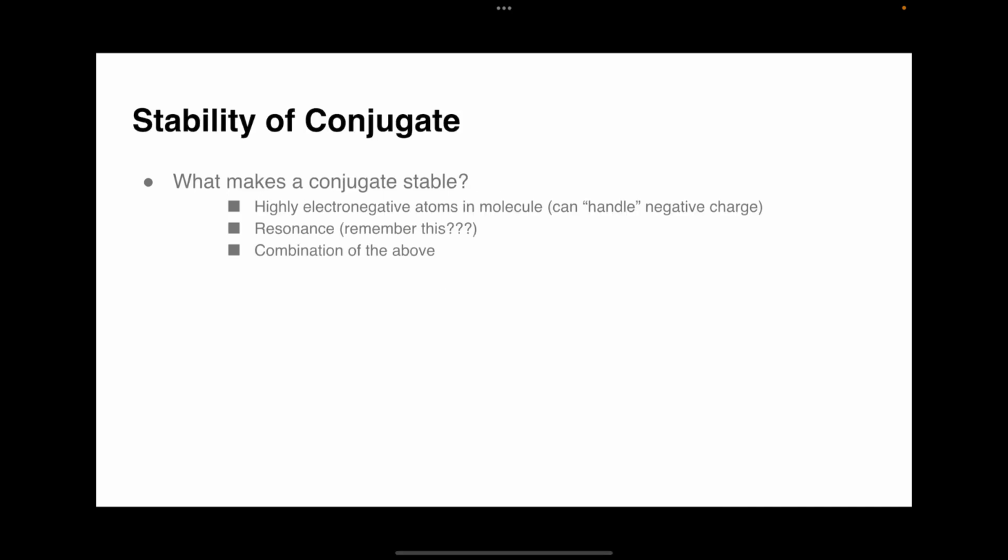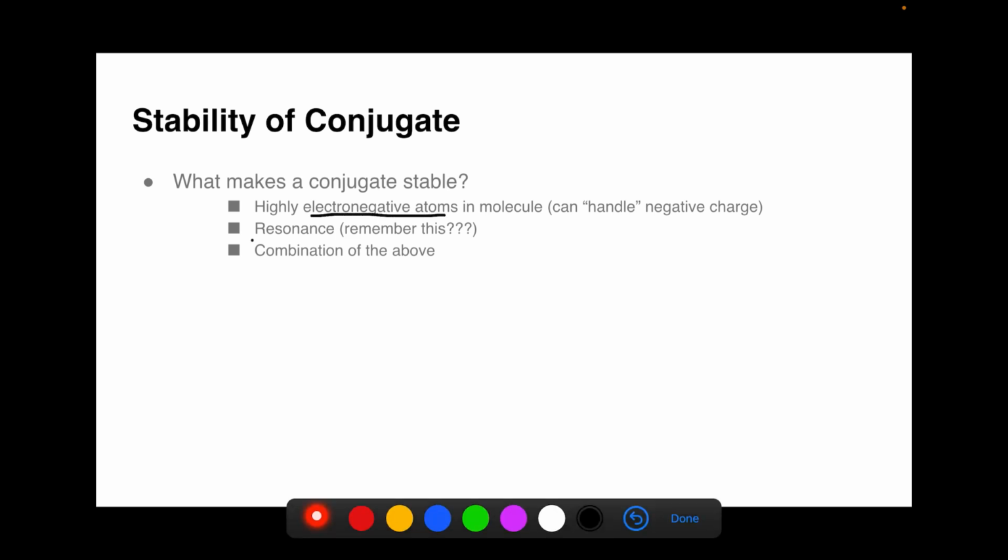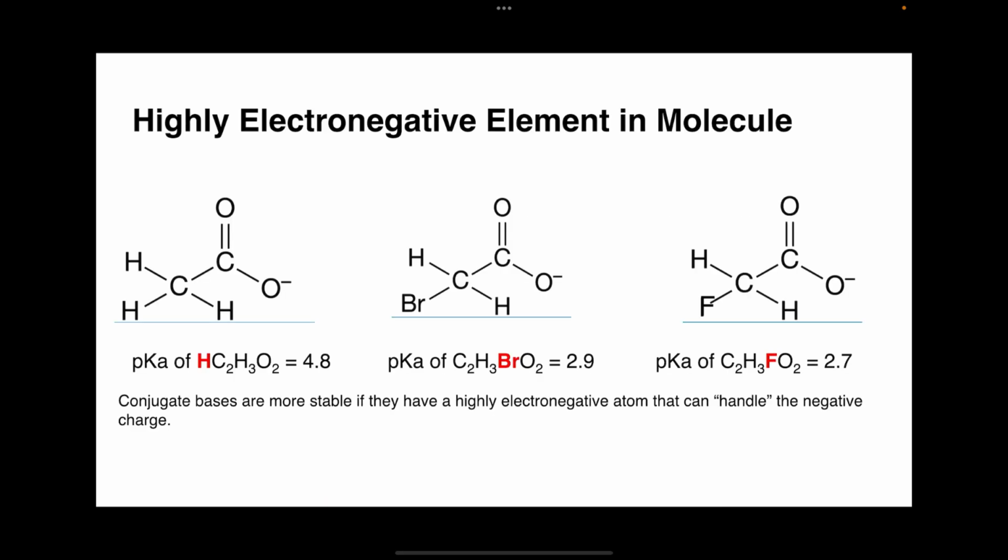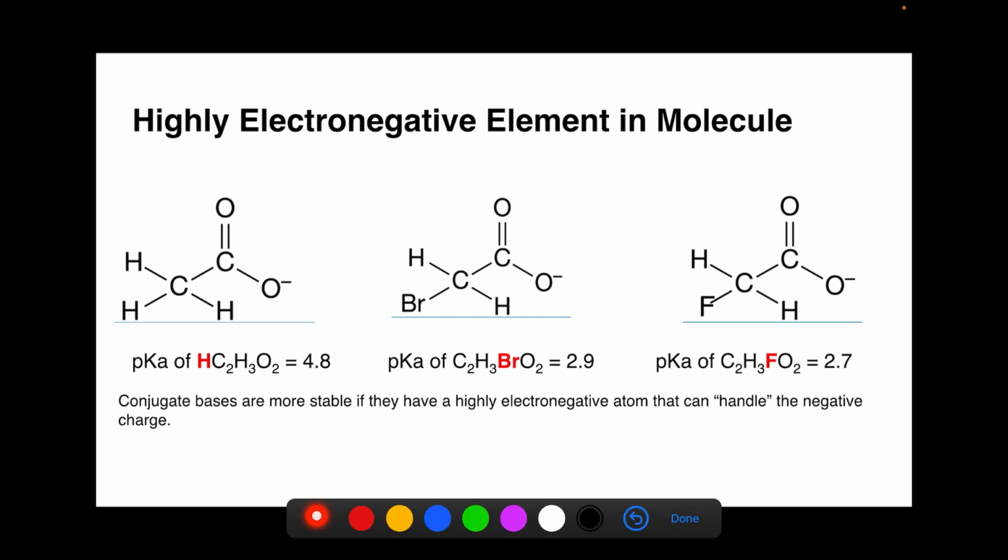So what makes a conjugate stable? Generally speaking, it has to do with the presence of electronegative atoms, the presence of resonance, or some combination of those. Let's consider the presence of a highly electronegative element in the molecule first. Let's start by looking at the structures of some conjugate bases of some common weak acids. The structures of the conjugate bases are shown, and the pKa's of the associated weak acids are shown below the picture. For the conjugate bases, let's focus on these three atoms that are different.